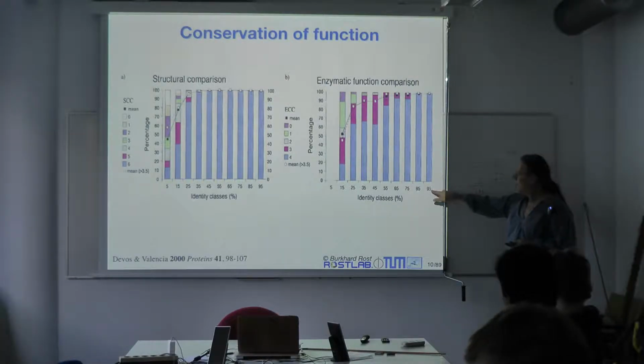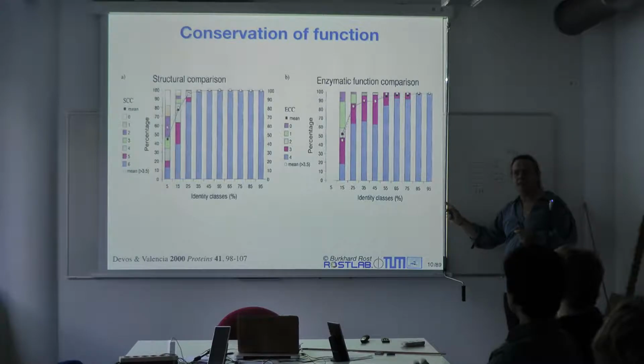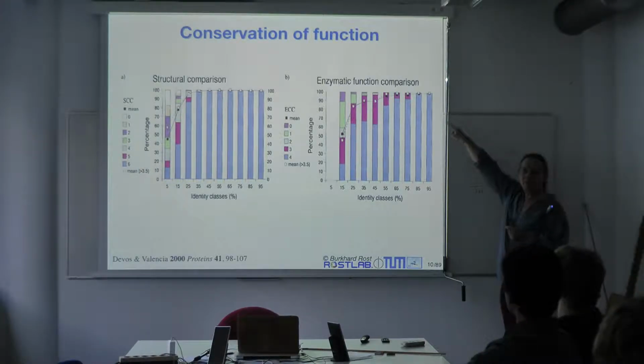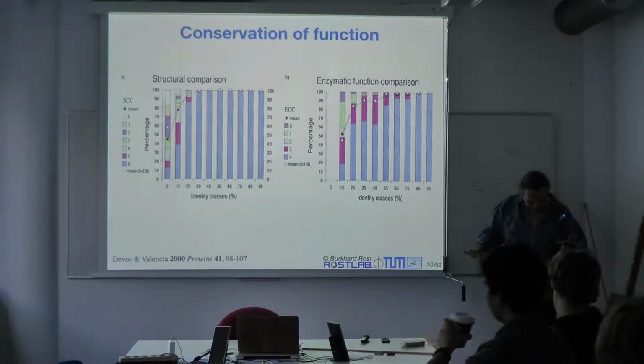So this is an average of a sequence identity. All the pairs that have 95% sequence identity, again, 100% of those have 100% identity. I mean, all 4 EC numbers.